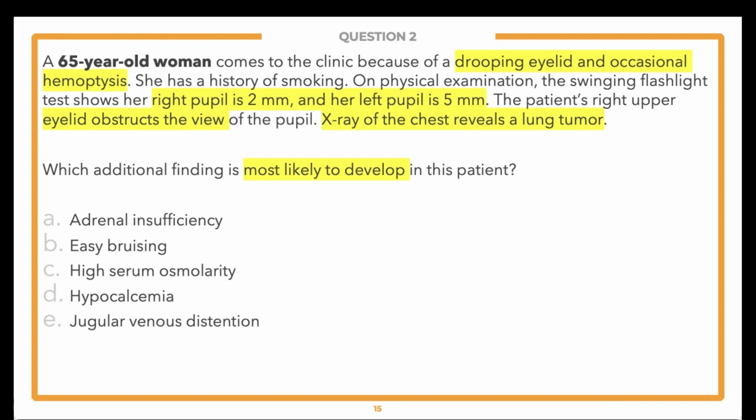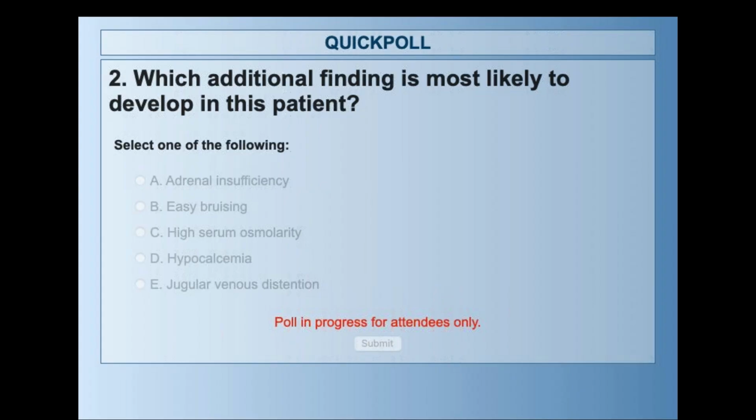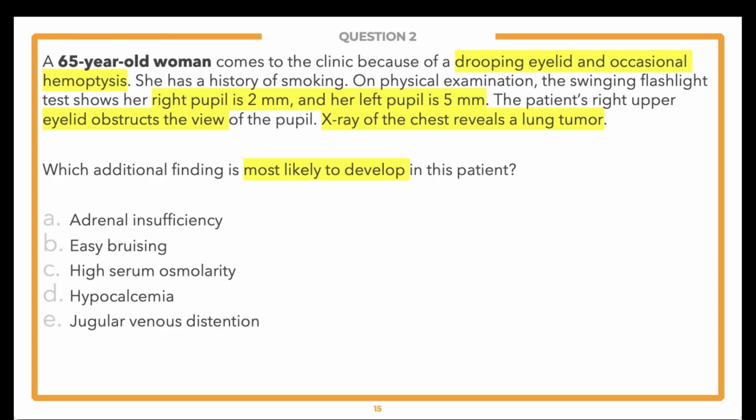Okay, hopefully you've taken it all in and you've got your answer in mind. So what I'm going to do is launch the poll and give you a chance to let us know what additional finding is most likely to develop in this patient. And let's share the results.